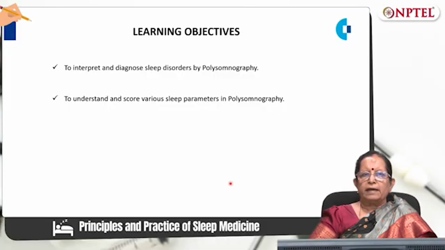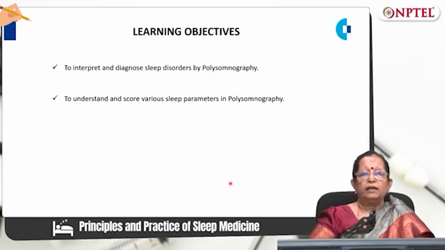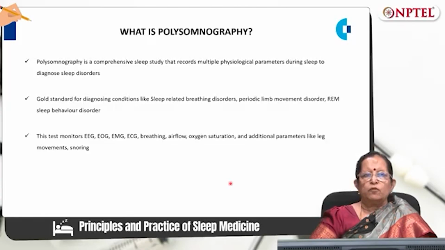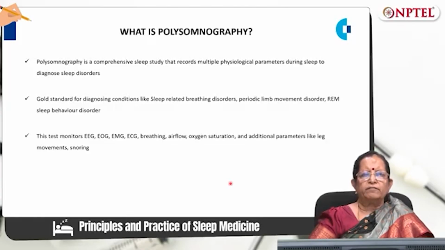We will go to our presentation. My presentation is on evaluation of sleep disorders by polysomnography, interpretation and sleep scoring. My main objective is to make you understand and score various sleep parameters in polysomnography, to interpret and diagnose sleep disorders by polysomnography. So what is polysomnography?